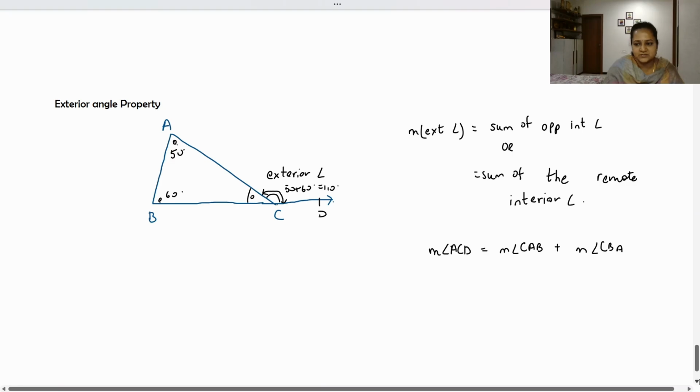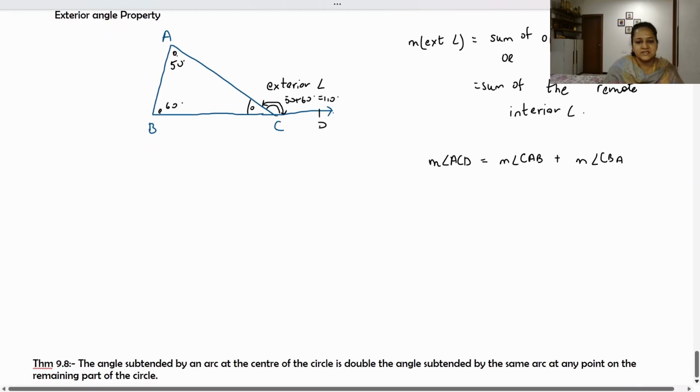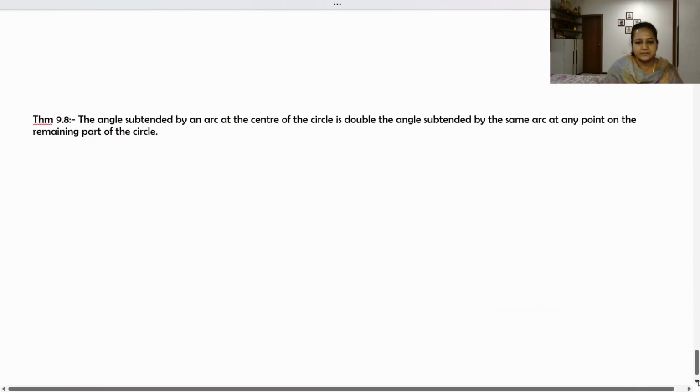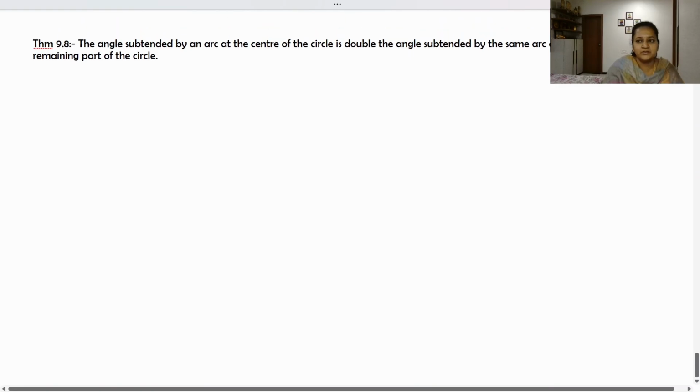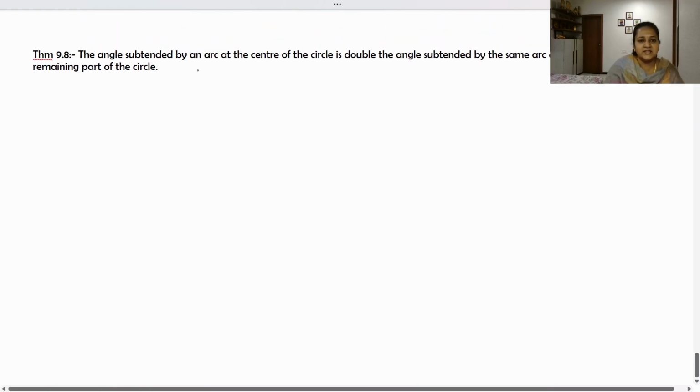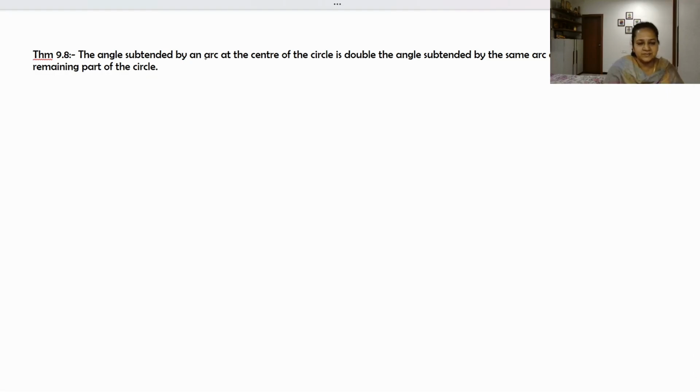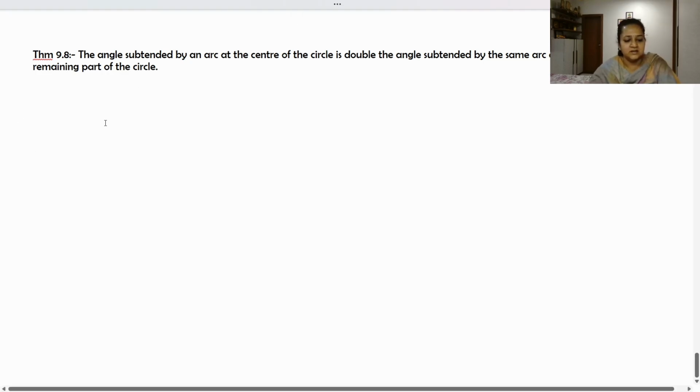Moving ahead with this property, let us look at the next theorem, which is theorem number 9.8, a very important theorem, which reads: the angle subtended by an arc at the center of the circle is double the angle subtended by the same arc at any point on the remaining part of the circle.